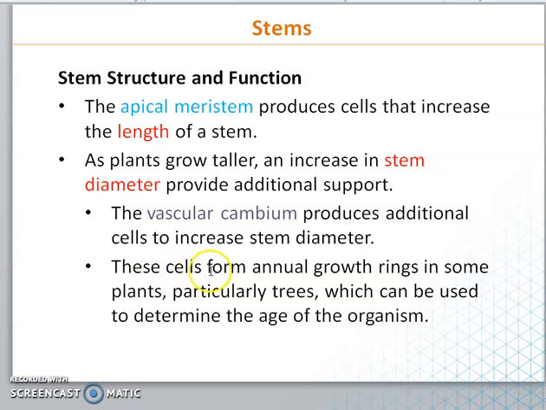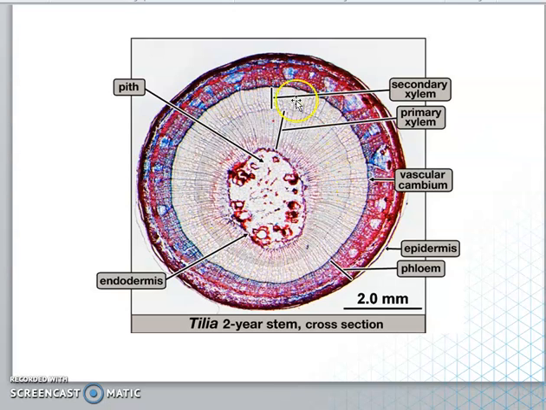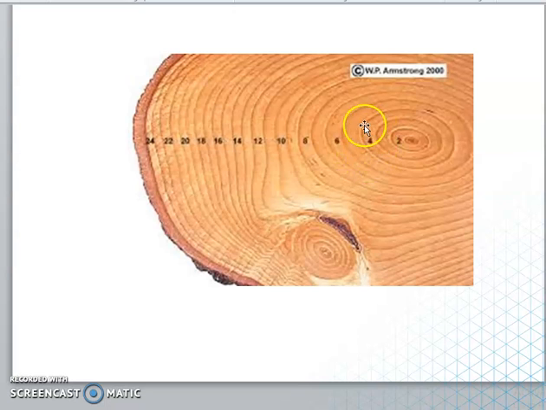These cells form annual growth rings in some plants, particularly trees, which can be used to determine the age of the organism. Do you see here? Every type of tissue or cells, they look like rings. So the annual growth of these cells is different from the next year's cells. So when you make a cross section in the stem, you can observe how many rings there are, and accordingly you can identify the age of that tree. In the next slide, we will see a real trunk of a tree in which you will see the different rings formed by the different layers of cells, and accordingly scientists can identify the age of this tree.